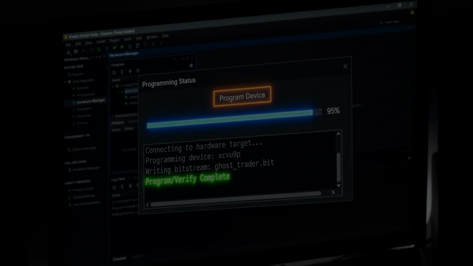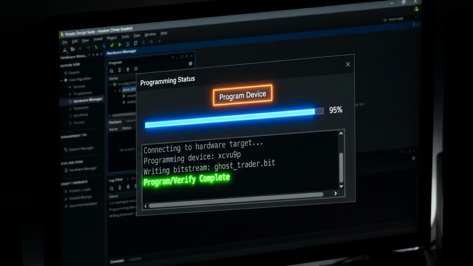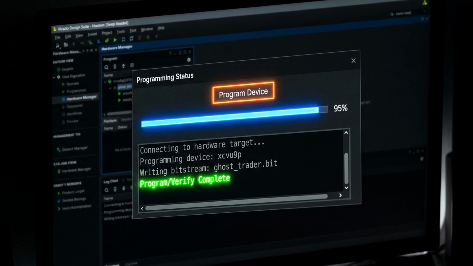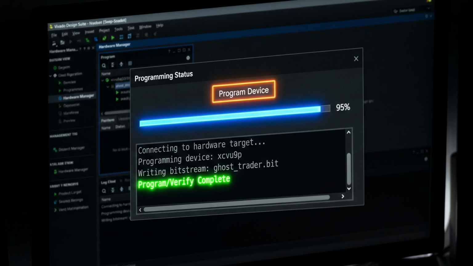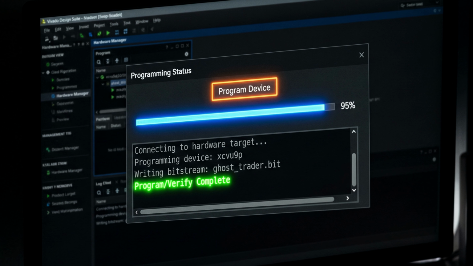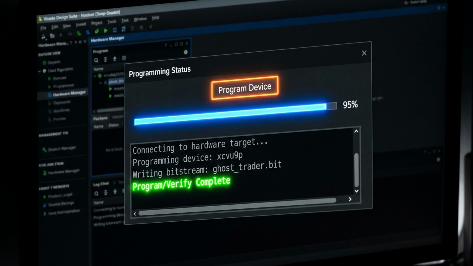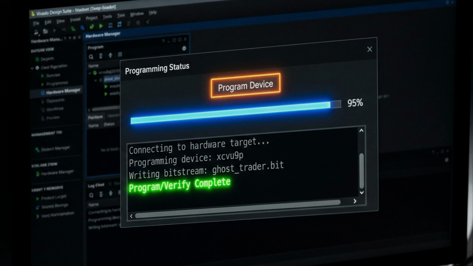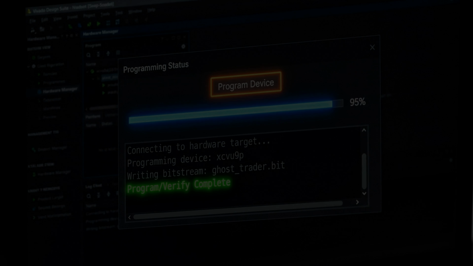We open Hardware Manager in Vivado and click Program Device. The progress bar fills. With every 1% of progress, thousands of configuration frames are written to the FPGA. Every LUT's 64-bit table settles into place. Every routing switch takes its state. BRAMs load their initial values, and on screen, Program Verify complete.